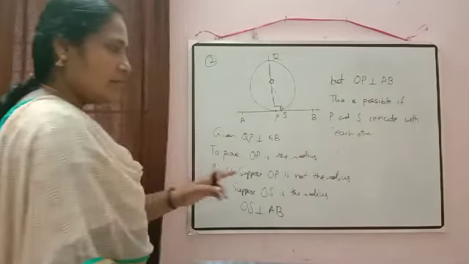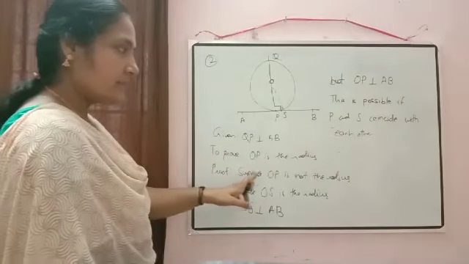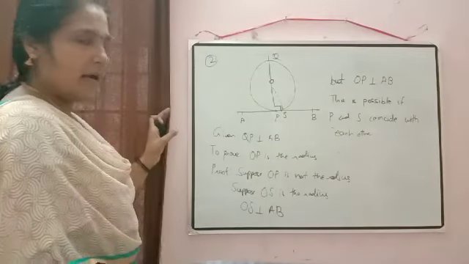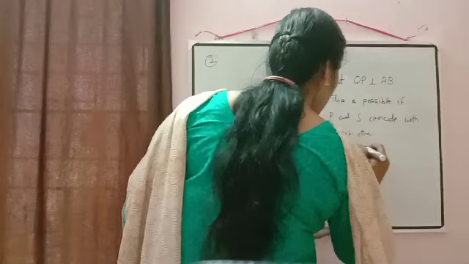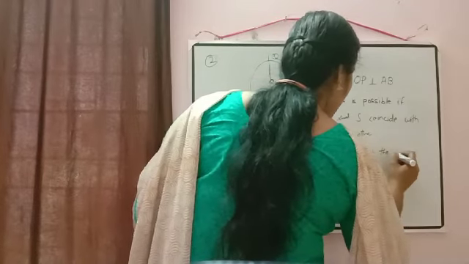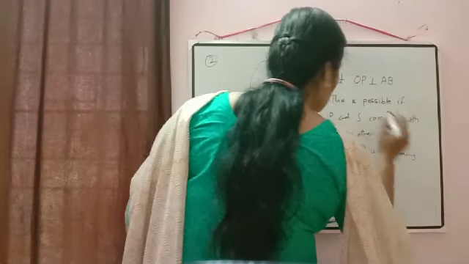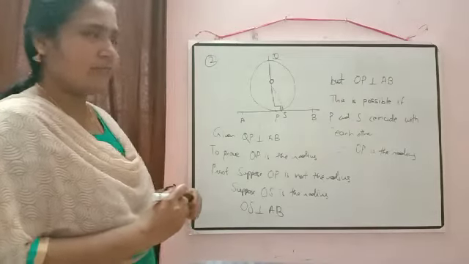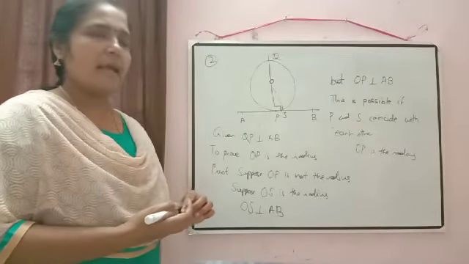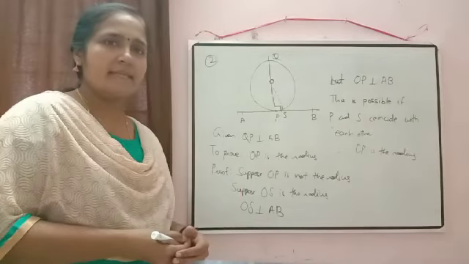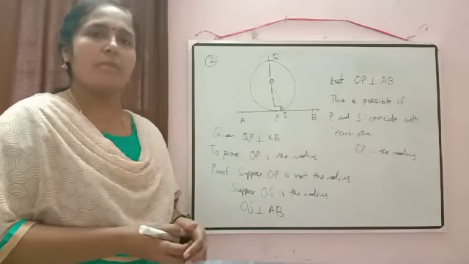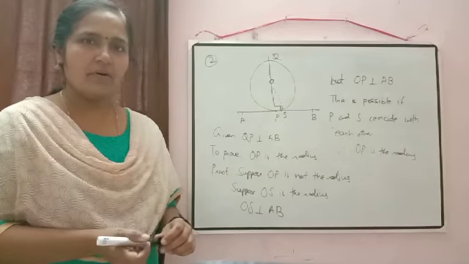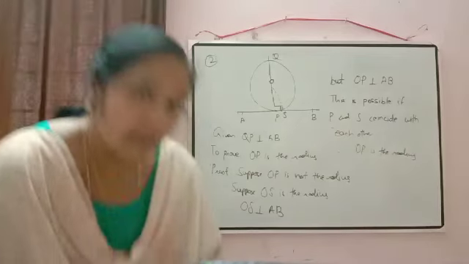Therefore, our assumption is wrong. What we have taken, OP is not the radius, is wrong. So we write down there, therefore OP is the radius, because the two points should be the same only. Coincide means they are not two different points. They are the same point, and we have taken OS as the radius. So therefore, OP also will be the radius. So I hope this question is clear to you. Okay. Now we'll move to the next question.